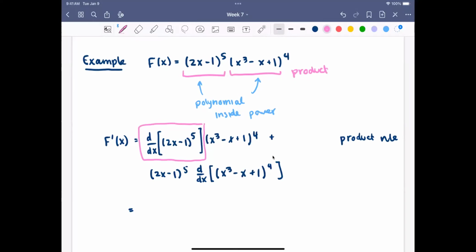Yes, great. So here we get 5 times 2x minus 1 to the 4th. So this is like power rule plus chain rule, right? So times 2 out to the side.